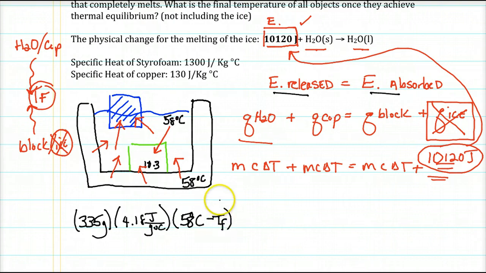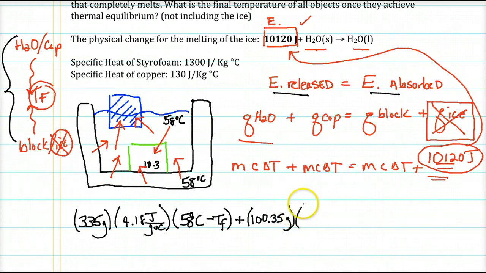Okay, since the whole idea of the problem is to find the final temperature where all these things are equal, I'm keeping it positive, and this diagram may help you. Okay, the water is going down in temperature, so I'm going Ti minus Tf in this case because Tf is smaller, to keep everything positive. Okay, now I'm going to add Q of the cup, and the cup is 100.35 grams, and the specific heat converted is 1.30 joules per gram per degree Celsius.